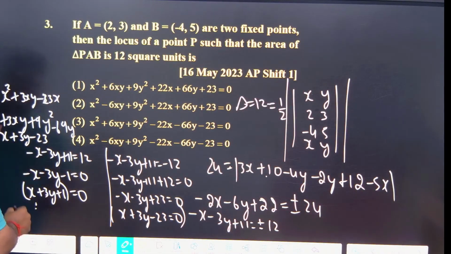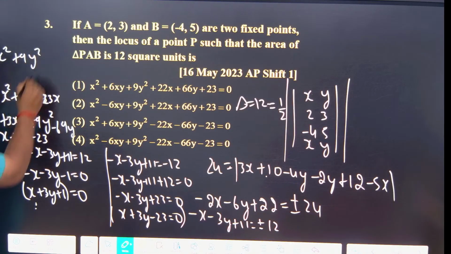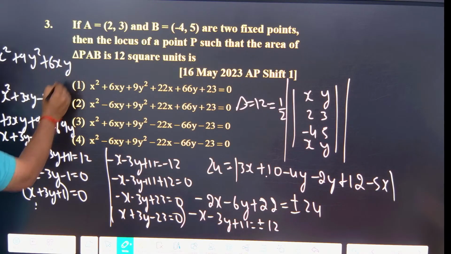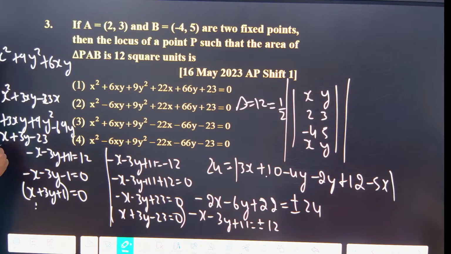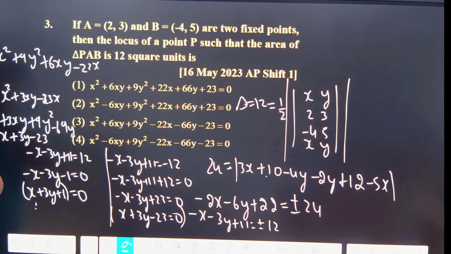Now, see here, x square is there as it is, write down x square. What about y square? Plus 9y square. xy plus 6xy. What about x? Minus 23x plus x. Minus 23 plus x is what? Minus 22x.